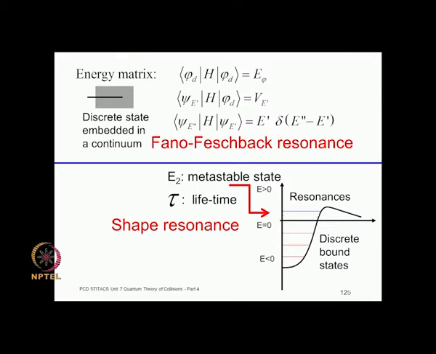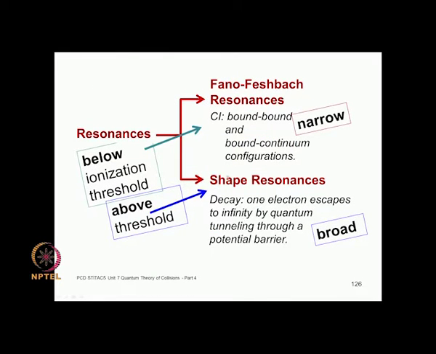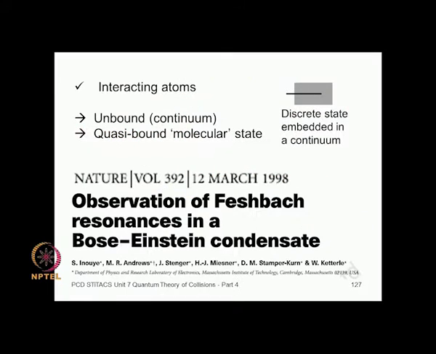The resonances we considered are of two kinds: the Fano-Feshbach, for which we have a discrete state embedded in a continuum. We also considered the shape resonances, and we observed that the shape resonances tend to be broad, they are above the threshold. The Fano-Feshbach resonances are relatively narrow, they are below the ionization thresholds. Okay. These have lots of applications in all domains of atomic physics, nuclear physics, condensed matter physics, and in recent years in the context of Bose-Einstein condensation and getting BEC with Bose mixtures, Fermi mixtures and whatnot.